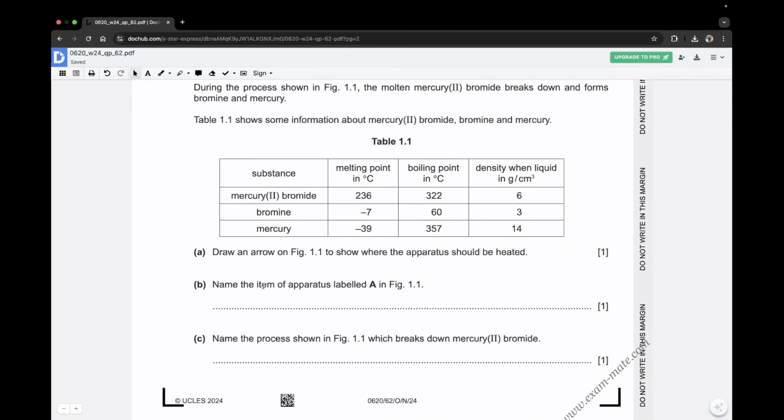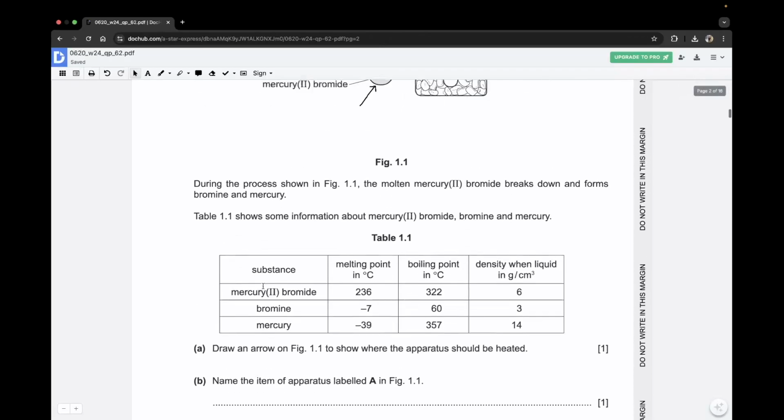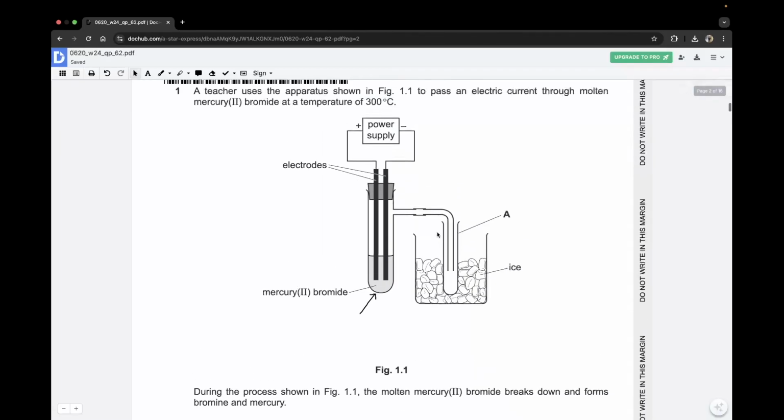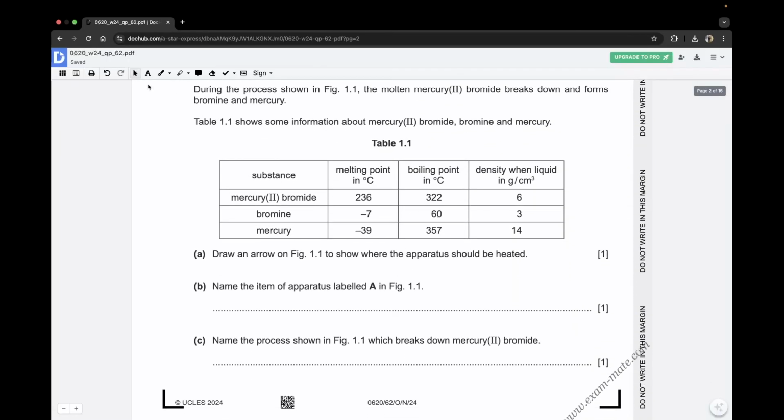Name the item of apparatus labeled A in figure 1.1. Again, figure 1.1. This is a standard question. It just tests whether you know what the apparatus is. Whenever heating is involved in any part of the apparatus, you want to call it a boiling tube, not a test tube. They may accept test tube in the marking scheme, but then again, it depends. Boiling tube is the safer bet.